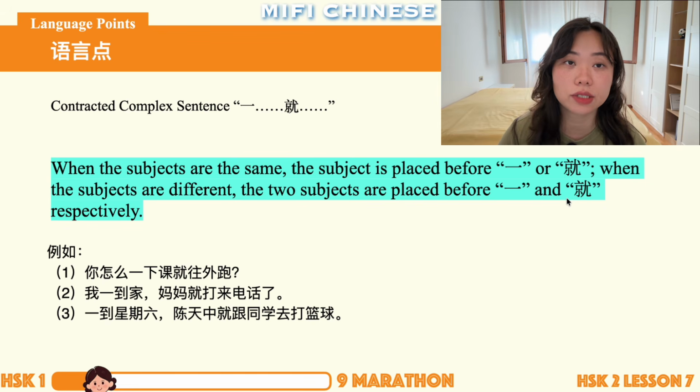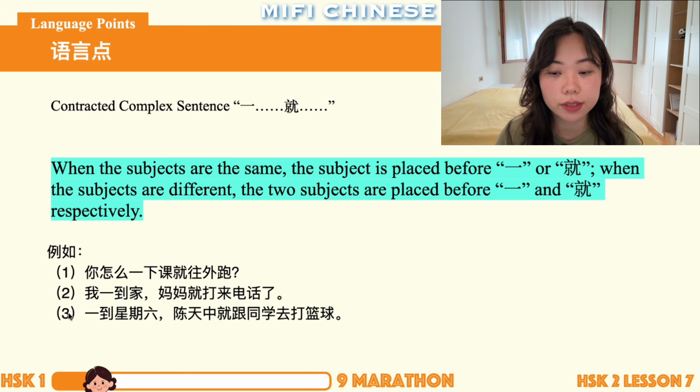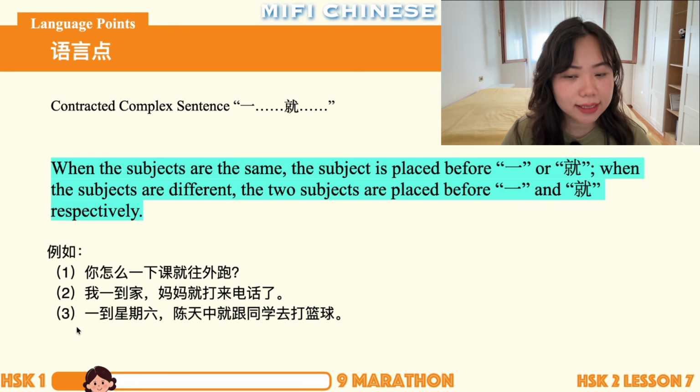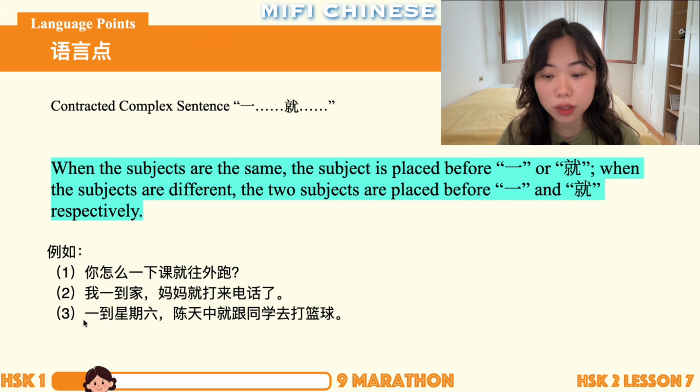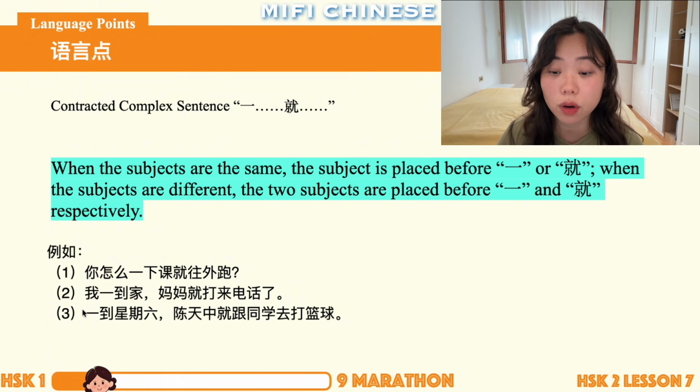Because why is this a bit tricky? Because when you see the first sentence, the first half right here, it's kind of difficult to find the subject, right? If you want to see, maybe you think it's the second situation because you see the subject right here before 就. So you want to find another subject before 一到, right? But you didn't find it.